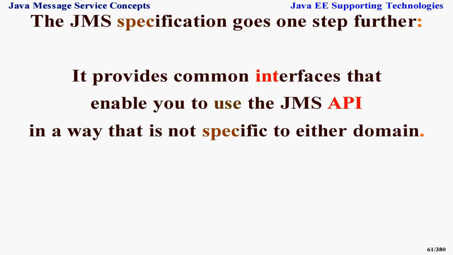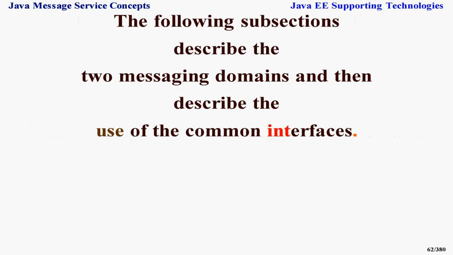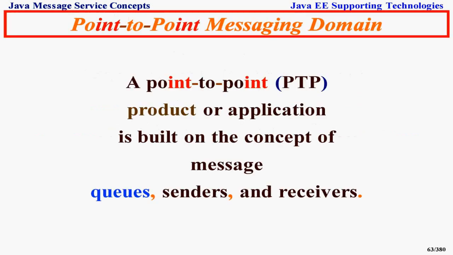The JMS specification goes one step further. It provides common interfaces that enable you to use the JMS API in a way that is not specific to either domain. The following subsections describe the two messaging domains and then describe the use of the common interfaces. Point-to-point messaging domain. A point-to-point (PTP) product or application is built on the concept of message queues, senders, and receivers.